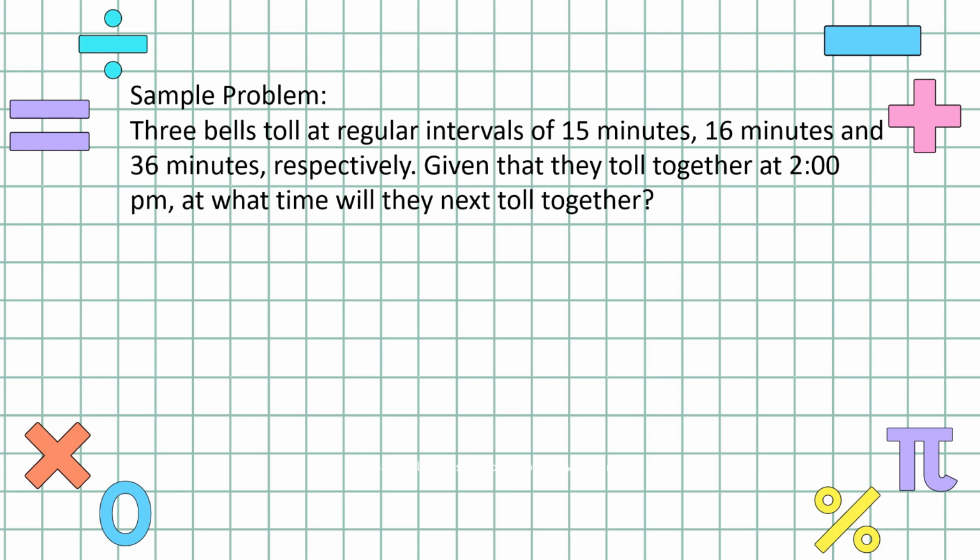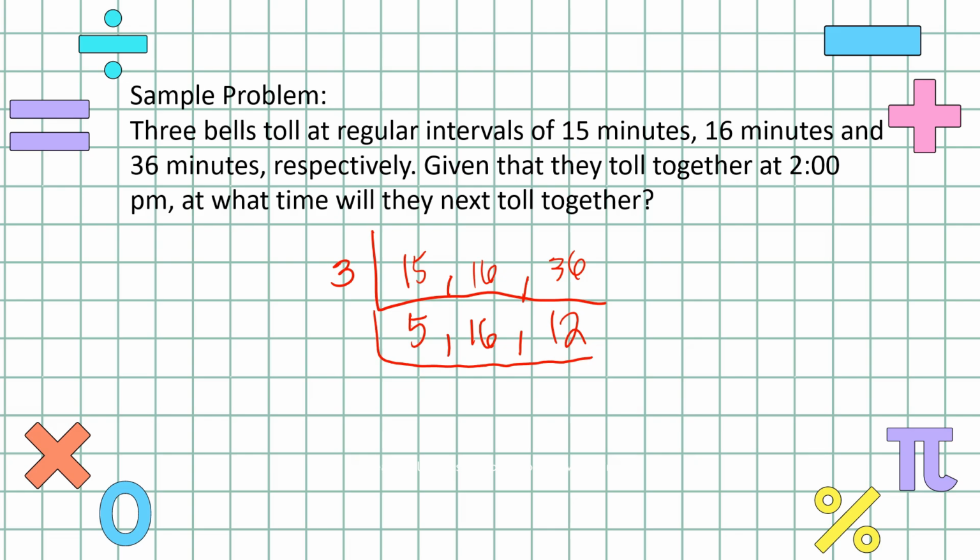So if we know that this involves LCM, let's put the numbers inside our L symbol: 15, 16, and 36. And then try to find a common prime factor for at least 2 of the numbers, since these 3 don't have any in common. So let's just pick at least two of them. I can see here 15 and 36, which have a common prime factor of 3. So this will be divided by 3. 15 will become 5, 16 will remain as 16, and 36 will become 12.